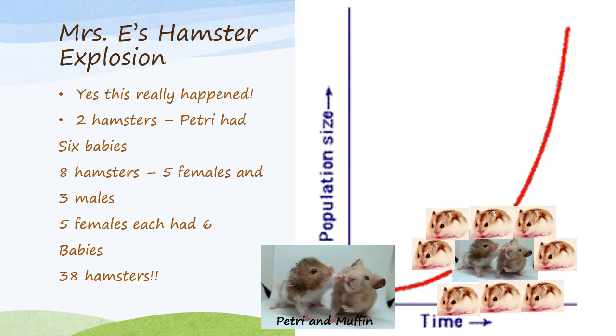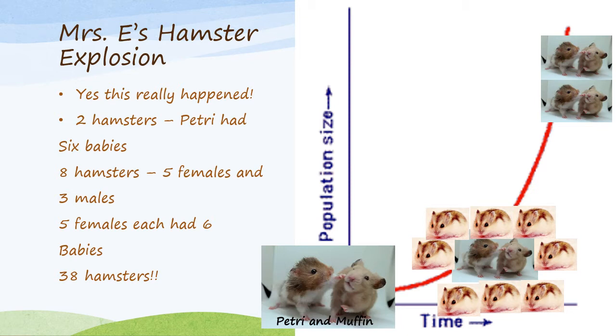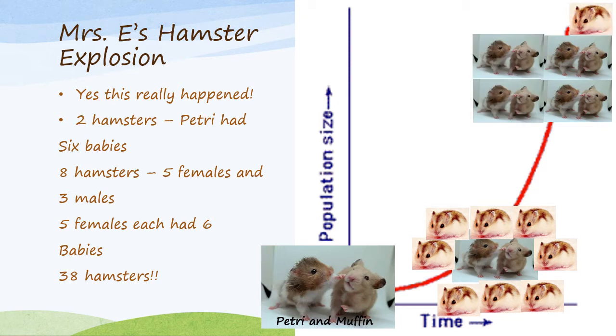Well, being the little kid I was, baby hamsters are super cute. So I decided it'd be a great idea to put the 3 males in with the 5 females, which really was really bad because they're all related. And so all 5 of my females got pregnant. Okay, and there's the original Petrie and Muffin. And then I had all 5 of the other ones.